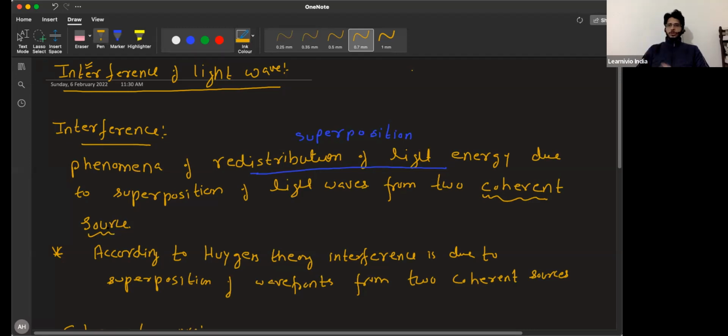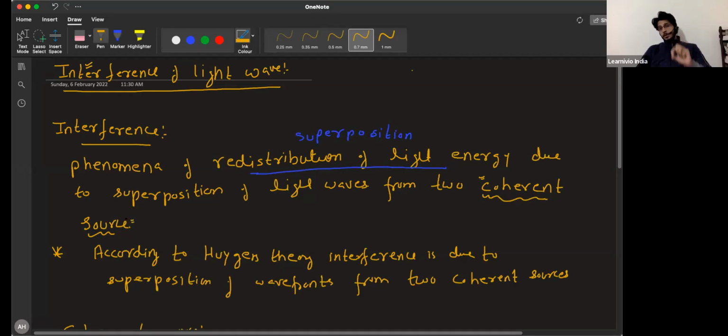The condition is the two sources from which the light waves are coming should be coherent sources. So superposition, you understand? Superposition means two waves combine to give a single wave. That is superposition. So if two light waves combine to form a single light wave, we call it interference of light. But the light waves should come from two coherent sources. We'll see what are coherent sources.